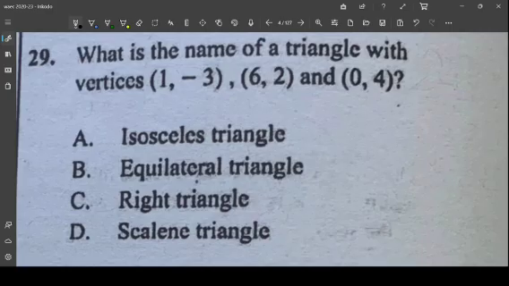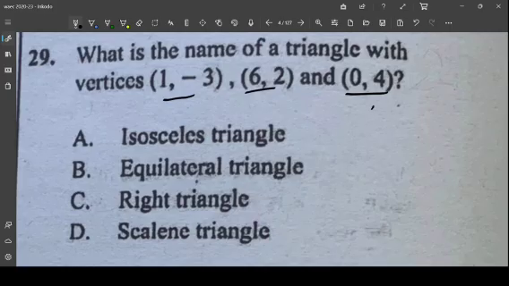Now, what are some common properties we know? In an isosceles triangle, two sides are equal. In the equilateral triangle, the three sides are equal. The right angle triangle has an angle of 90 degrees, and in the scalene triangle, all the sides are different. So what we are going to do is simply find the distance between each of these 3 points.